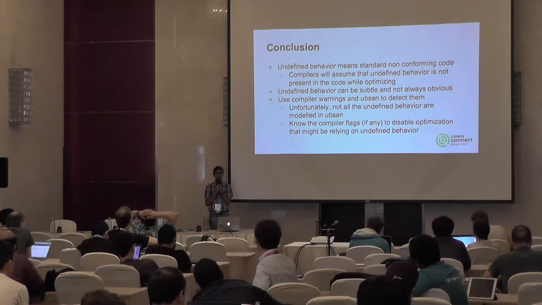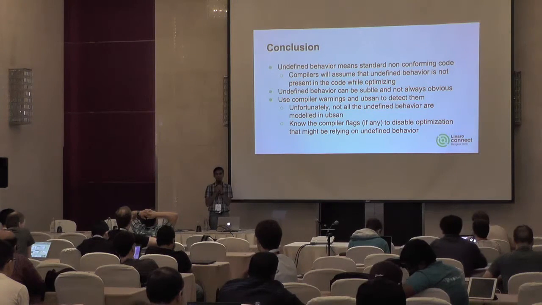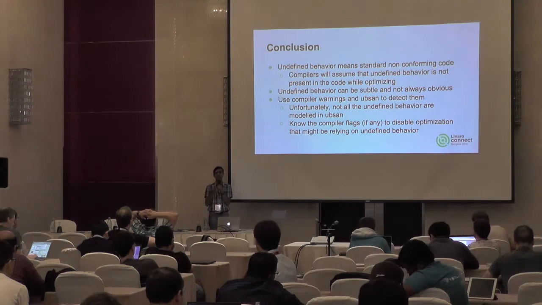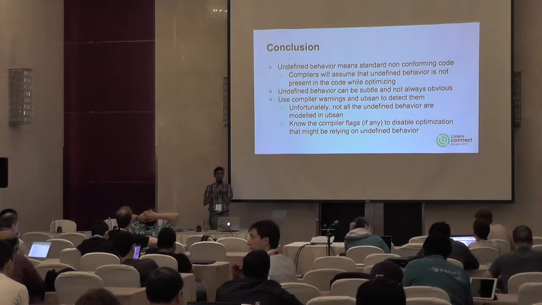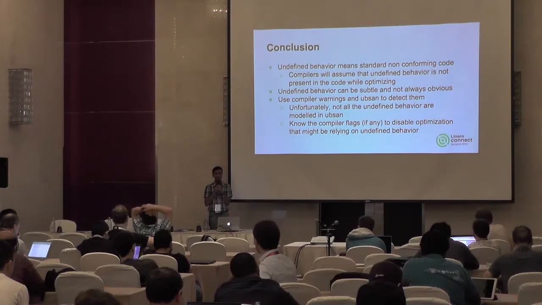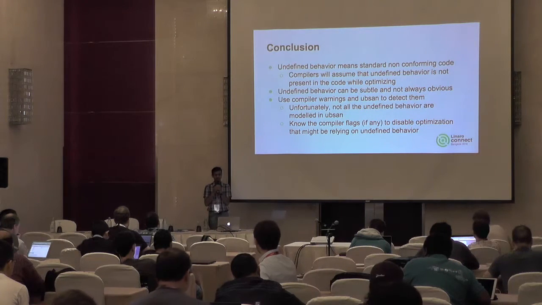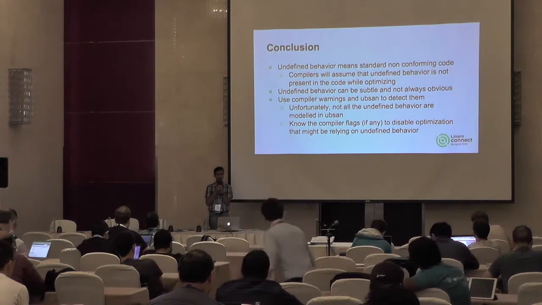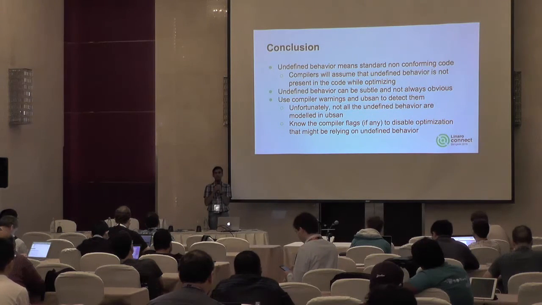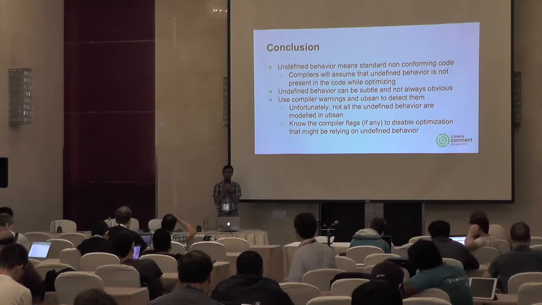And the best way to detect undefined behavior is to use compiler warnings, enable all the compiler warnings, and audit the output, especially when you move from one version of the compiler to the other. Because compilers are always introducing new optimizations that can actually expose more undefined behavior in your application. And also know the compiler flag, if any, to disable optimizations that might be relying on undefined behaviors, especially if you are using existing code or code written by somebody else that has undefined behavior, which you can't fix. Thank you.